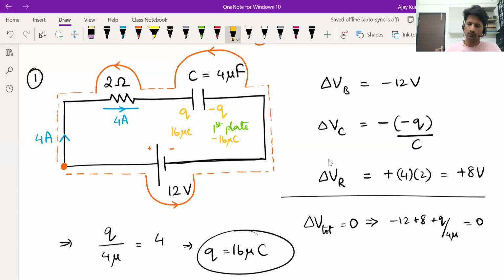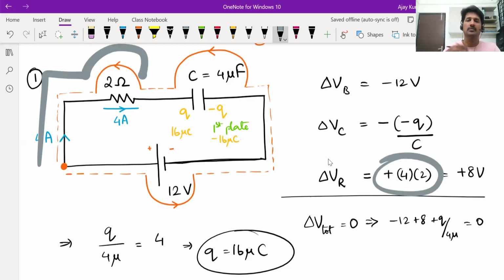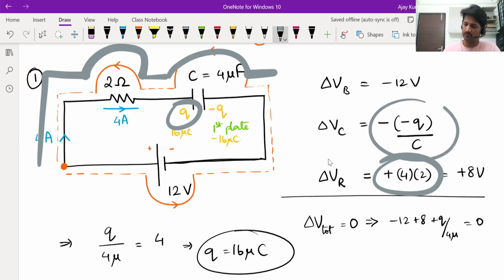If you choose to move clockwise, you will first come across the resistor and you will be going in the direction of current. So you'll write minus IR. Here we wrote plus IR. You will write minus IR. So one minus sign will come. Again here, when you move this way, first plate is this. So you'll get minus Q by C. In the way I solved, I got minus of minus Q by C. If you move clockwise, you'll get only minus Q by C. One minus will be missing as expected, and continue moving.